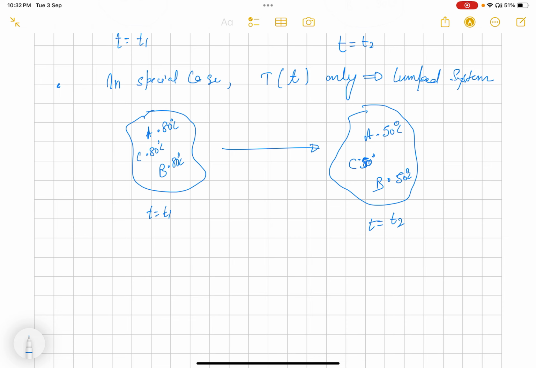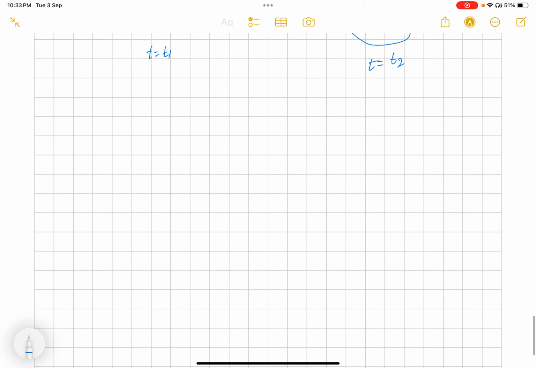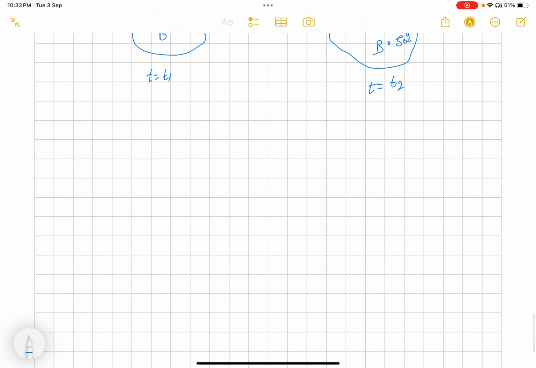So most of the heat transfer processes we encounter in nature are transient. So we have to make assumptions to find the various parameters concerning those systems. So let's talk about the multidimensional heat transfer.